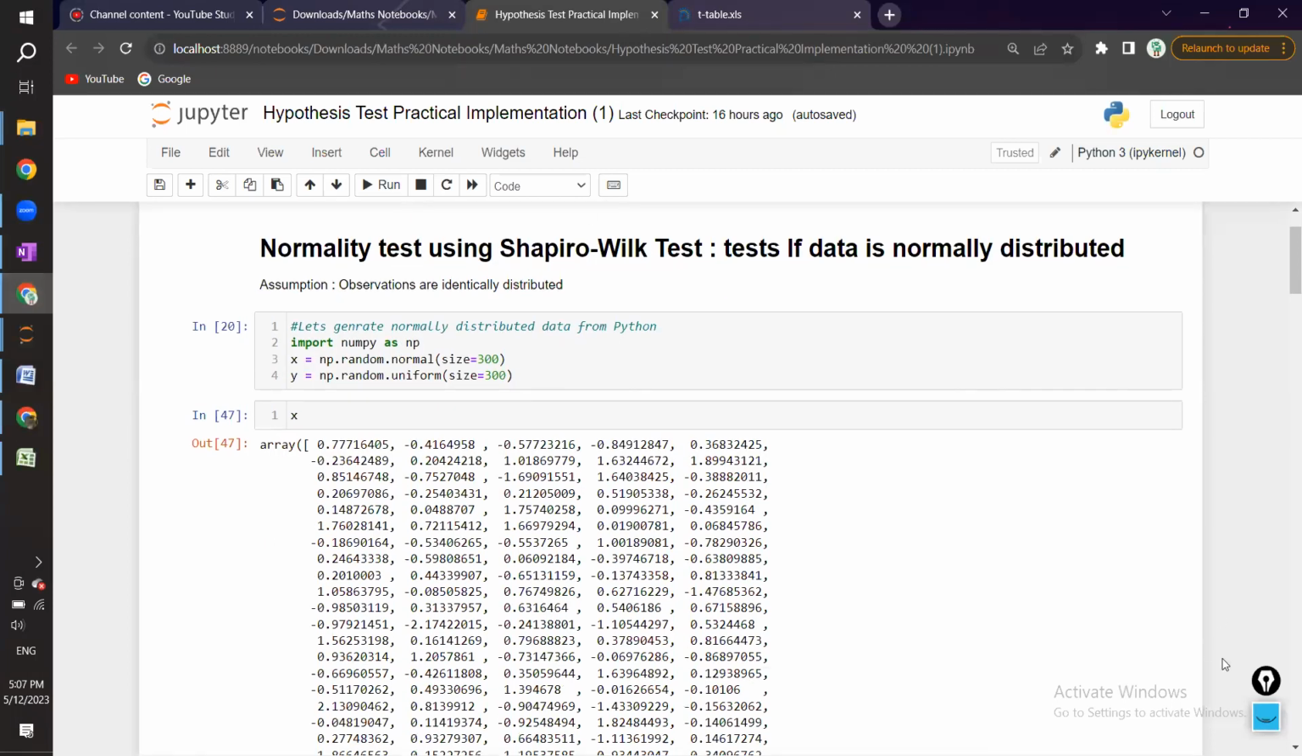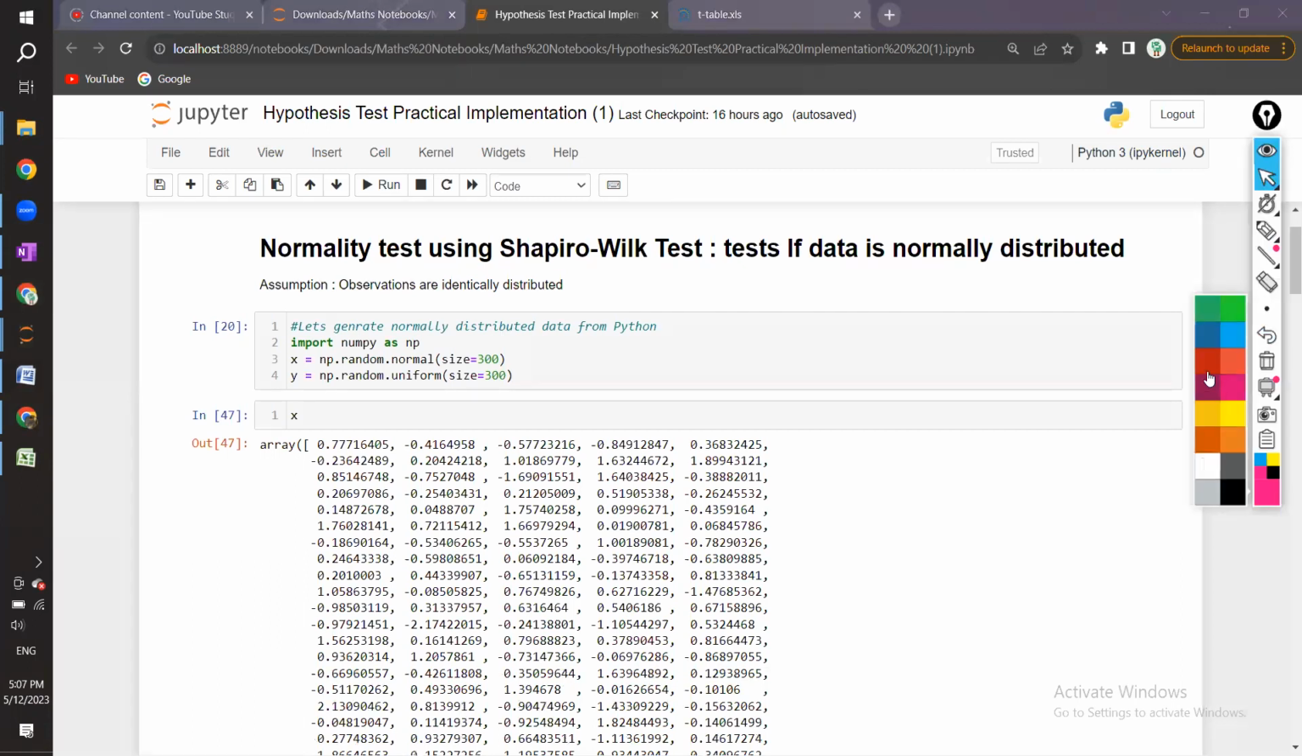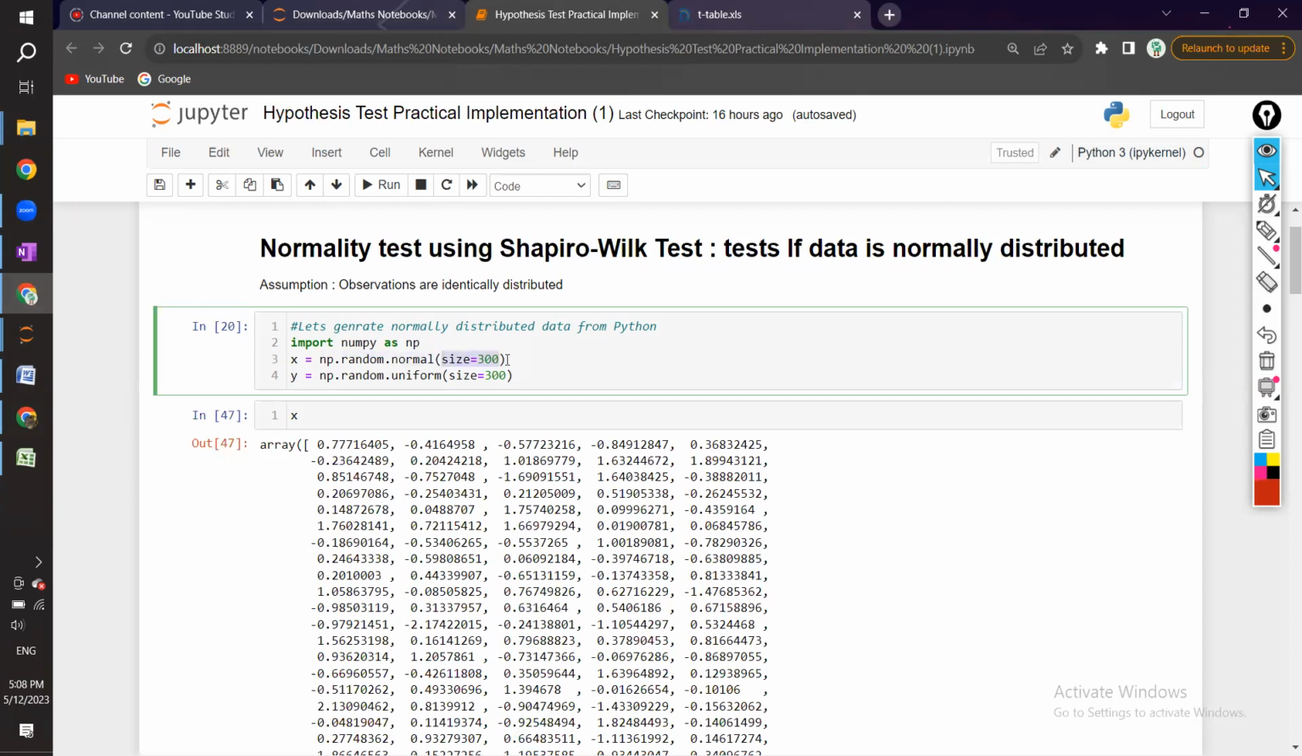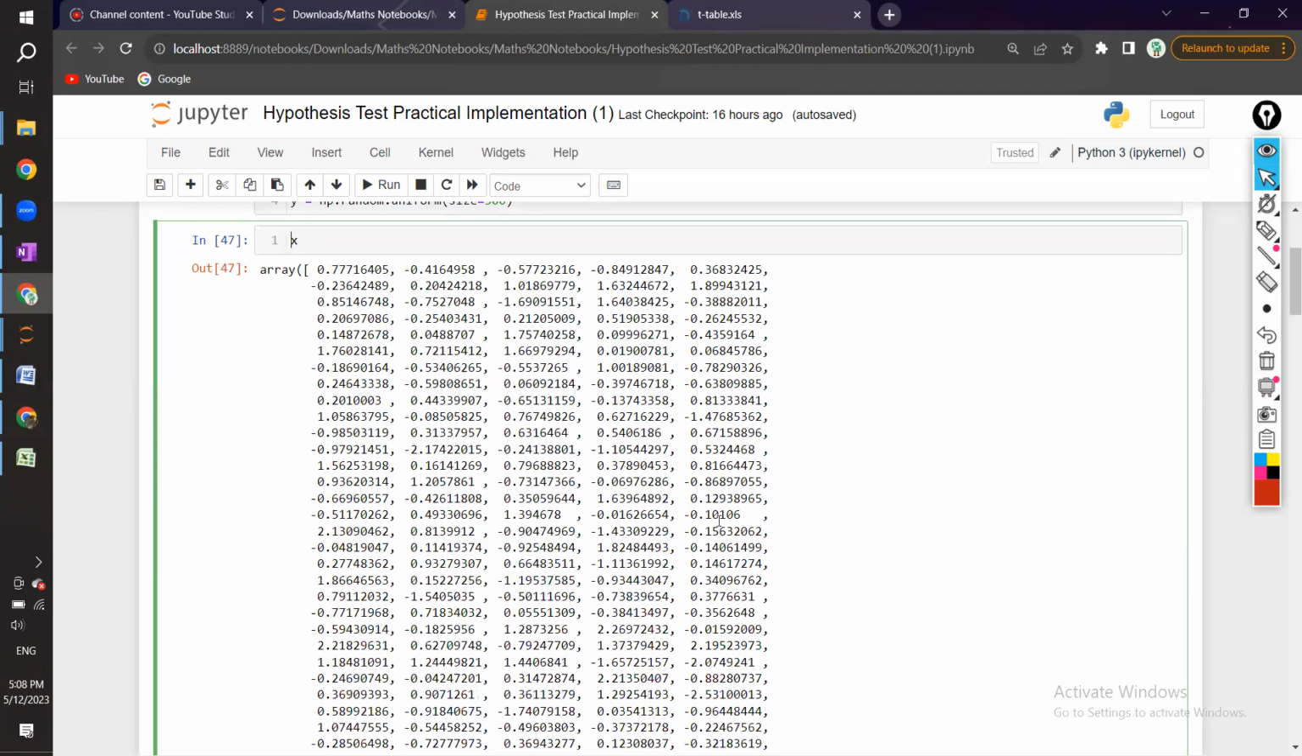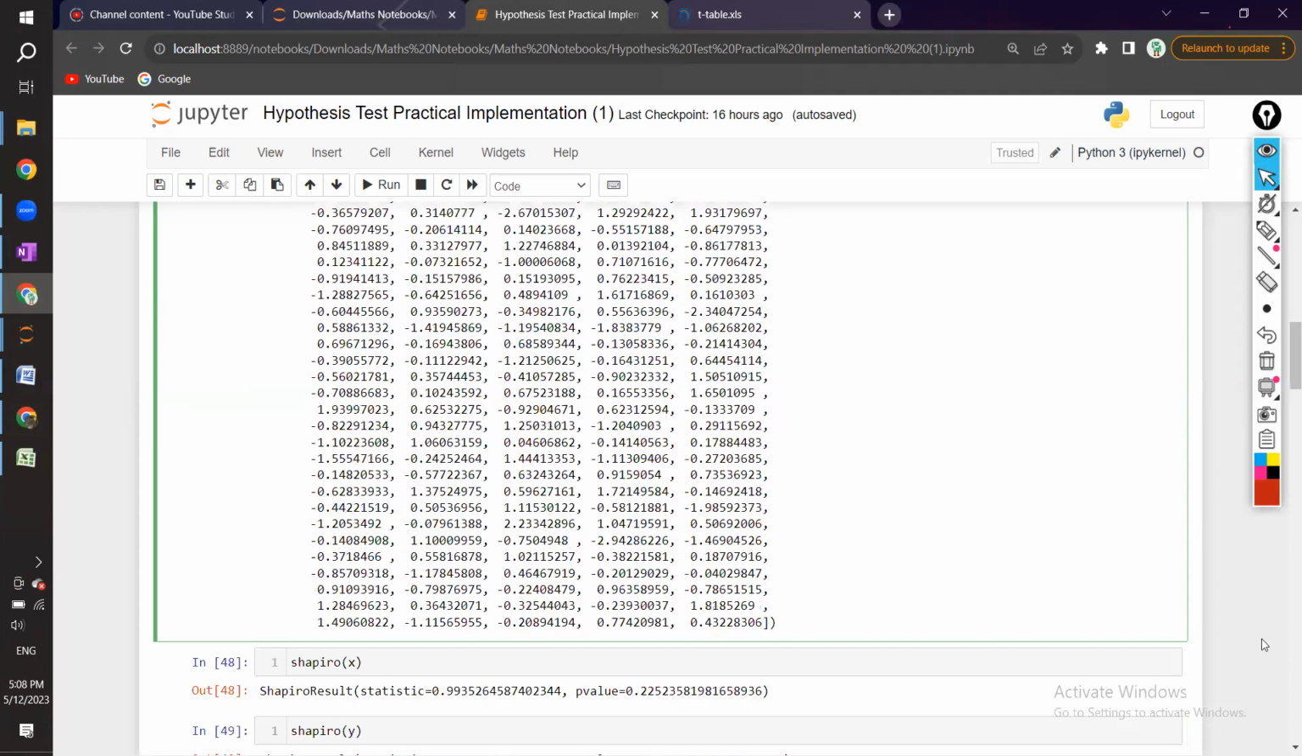So over here we have something called the Shapiro-Wilk test, guys. This test is normally used to test if data is normally distributed or not. For example, I'm creating a data set with a size of 300, and I want it to be in normal shape. That means I'm saying np.random.normal 300. That is x. As you can see, these values are normally distributed.